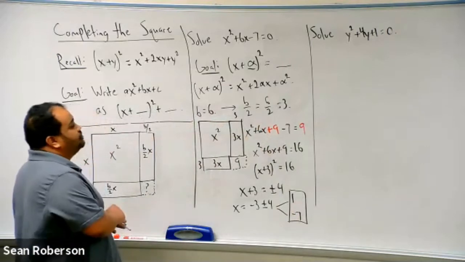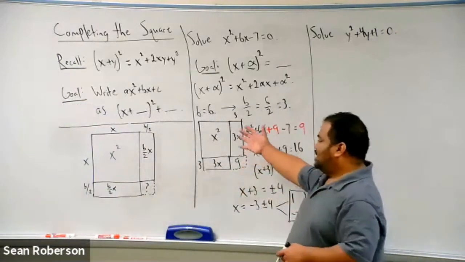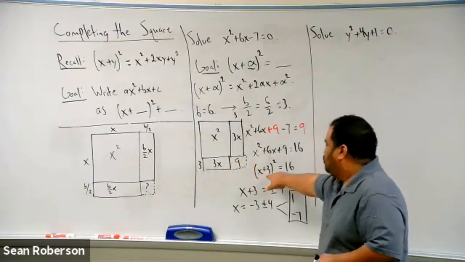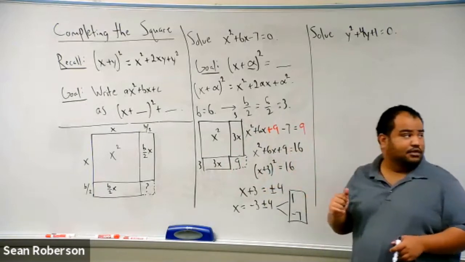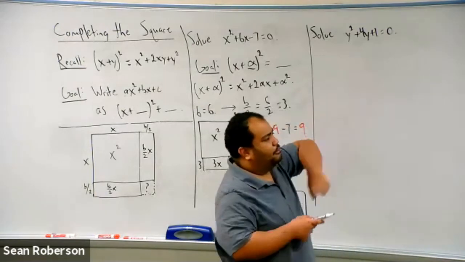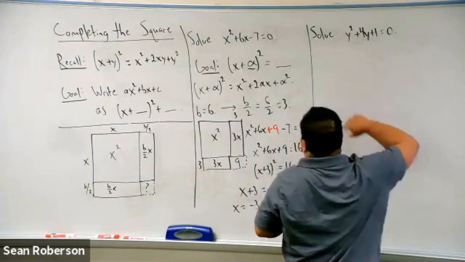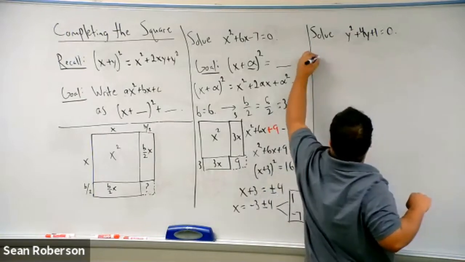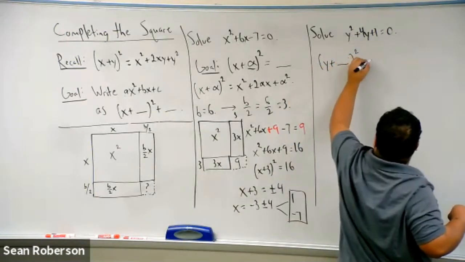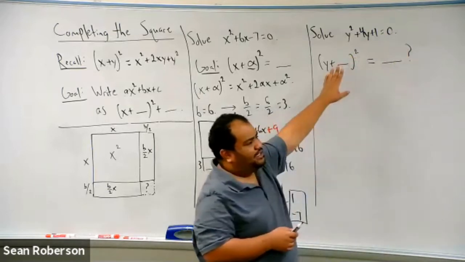So that's how the technique of completing the square works. We need to figure out how to fill in the blank here to make this picture a bigger square, and accordingly factor so we can use square roots. So let's now go on to the next example here. I want to solve y squared plus 4y plus 1 equals 0. And so I need to write this as (y plus something) squared equals something. So the goal is to fill in the blanks here.